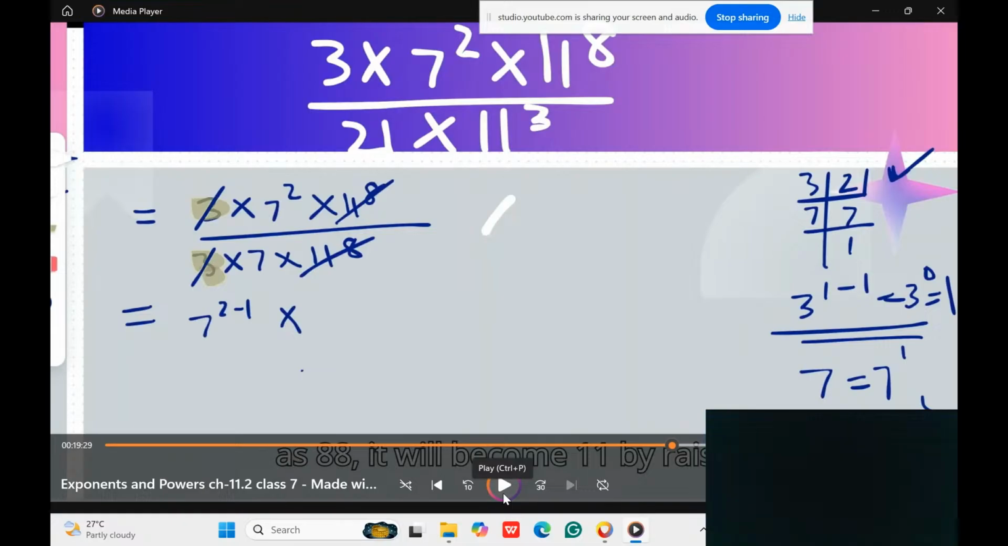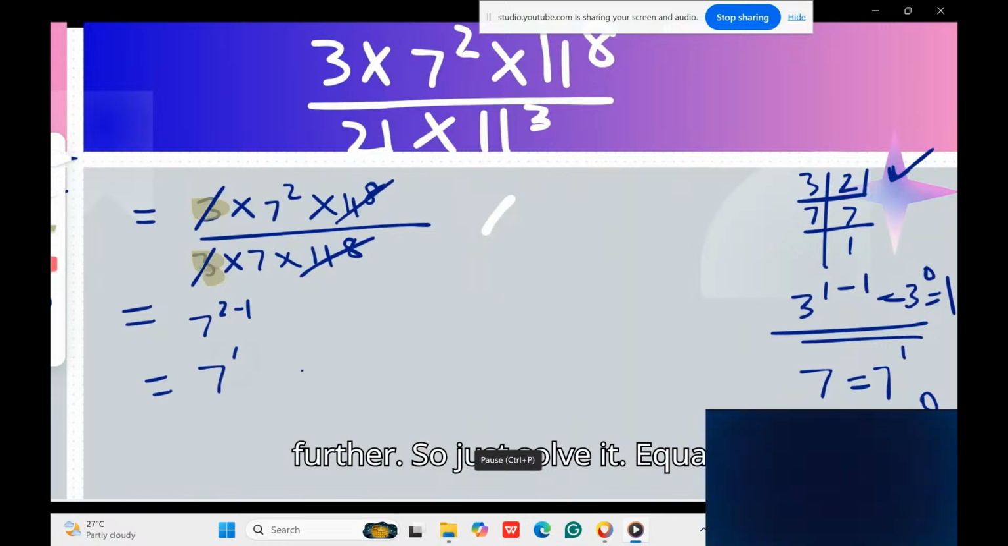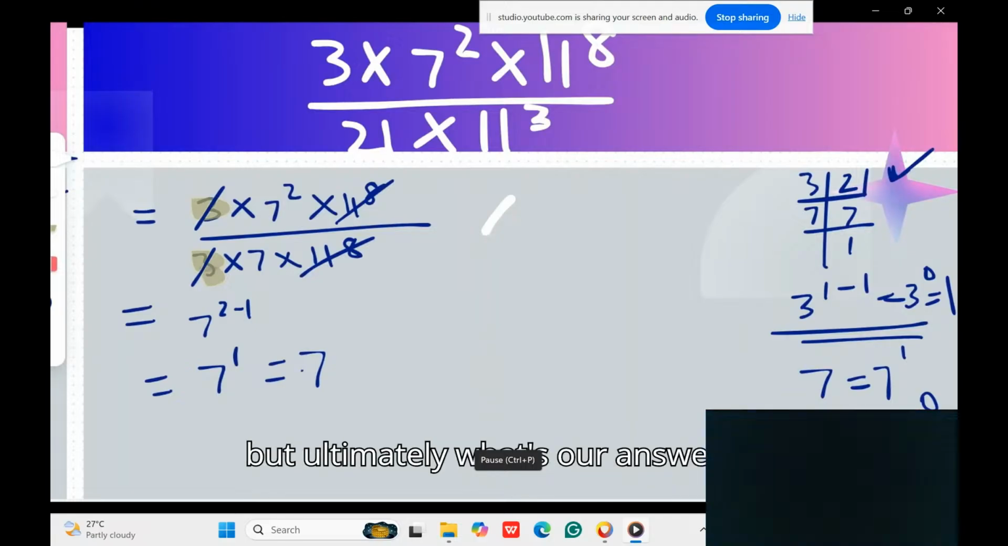Can you write the correct answer for me? So, it will be what? Type your answer. And I will assume it is 8 only and I'll solve it. 11 raised to the power 0, and you'll get 1 ultimately. So no need to write it further. So just solve it. Equal to 7. So 7 times 11 raised to the power 5, like the question was, you're correct. But ultimately, what's our answer? A simple 7.